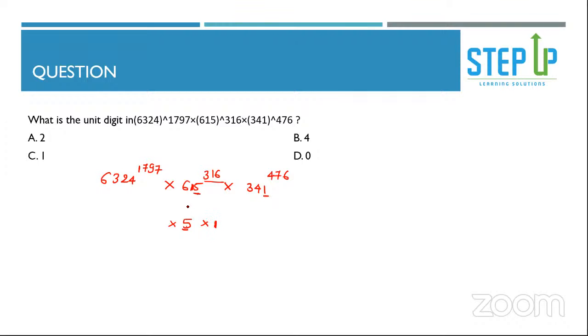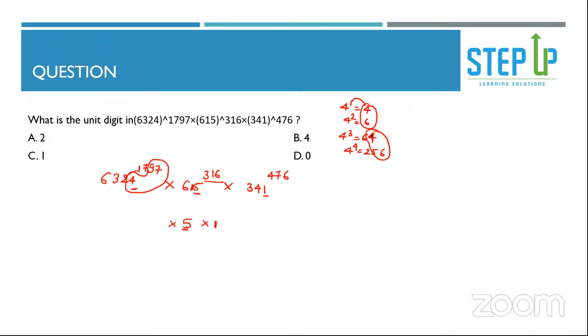5 into 1. Now, we just have to talk about this 4. If you remember, 4 power 1 was 4, 4 square was 16, 4 to the power 3 was 64, and 4 to the power 4 was 256. So we just have to focus on these two parts: 4, 6, 4, 6, 4, 6.